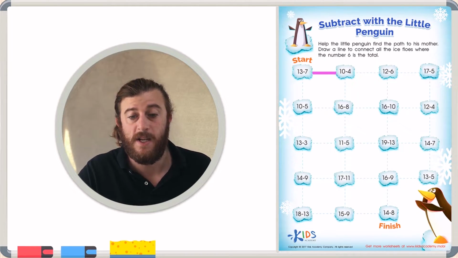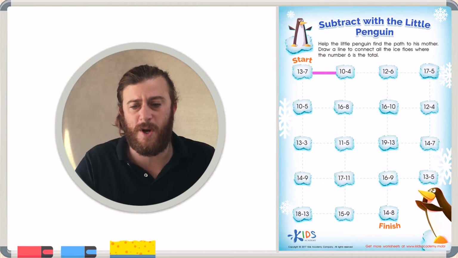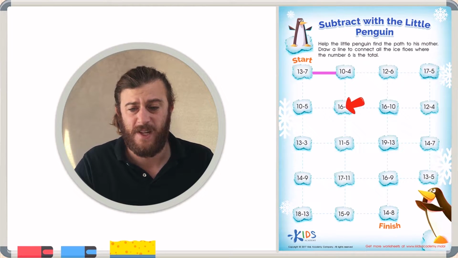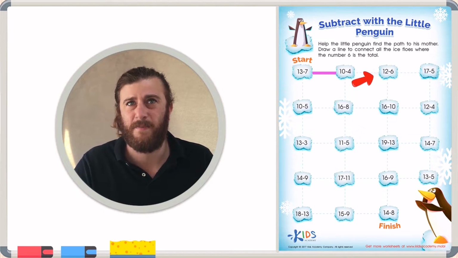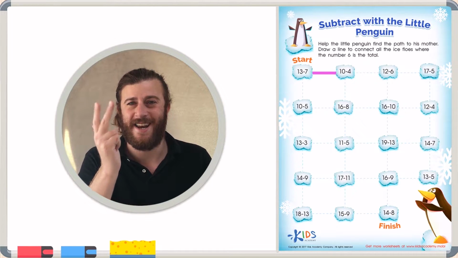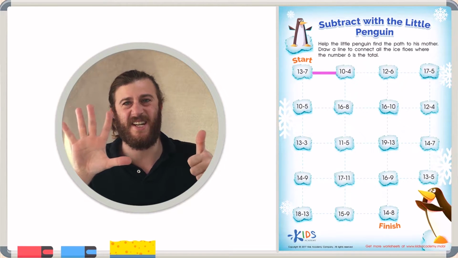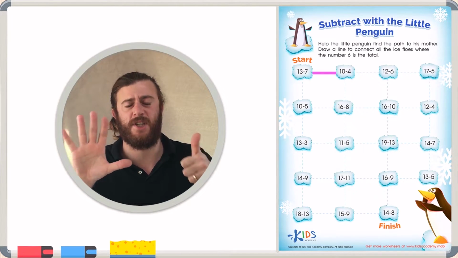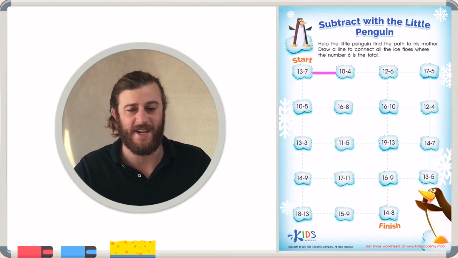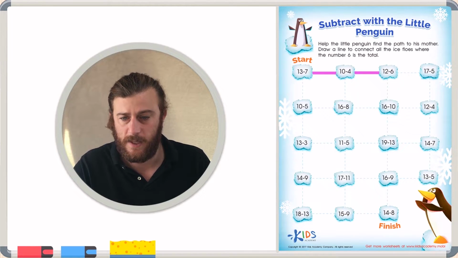Good start. So now from 10 minus 4, I have two choices. I can draw a line to 12 minus 6, or I can draw a line to 16 minus 8. Let's try 12 minus 6 first. 12, 11, 10, 9, 8, 7, 6. I landed on 6, and I have 6 fingers up. Counting backwards is a good strategy to make the subtraction go a lot faster. So let's draw a line from 10 minus 4 to 12 minus 6.